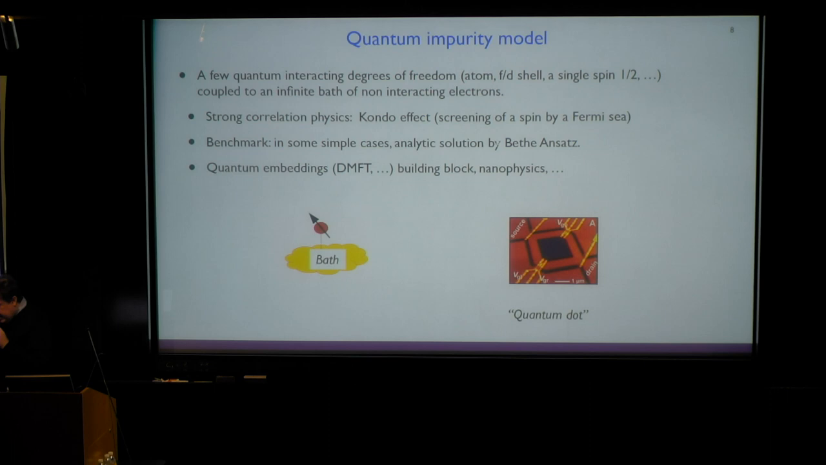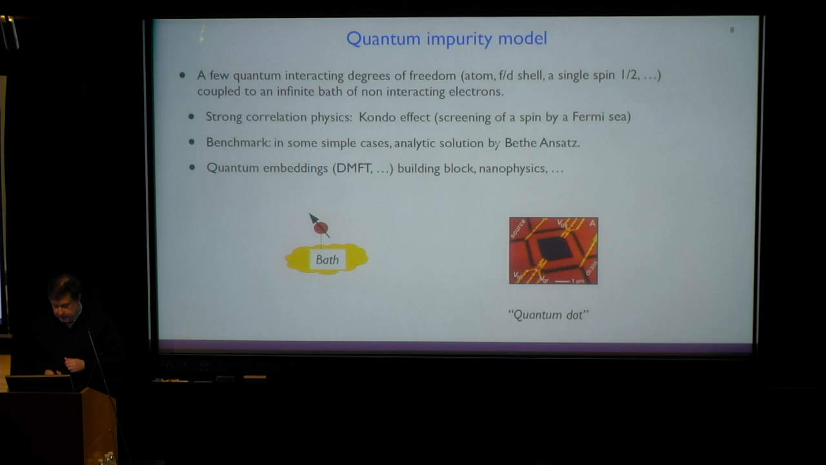So why are these problems interesting? First, because they exhibit strong correlation physics. They exhibit Kondo effects, for example, meaning the screening of a spin by the Fermi sea. Second, and you will see that in the benchmark, for some of the systems in some limits, we have an explicit analytic solution by Bethe ansatz. So we can compute to any order, to any precision, the expansion, so we'll be able to test our techniques in a non-trivial case. But that's important. And of course, we want to use them. They are building blocks of quantum embedding techniques like DMFT in equilibrium and out of equilibrium. And of course, they are also realized in nanophysics through many realizations of quantum dots. So there are experiments we can try to match with precision.